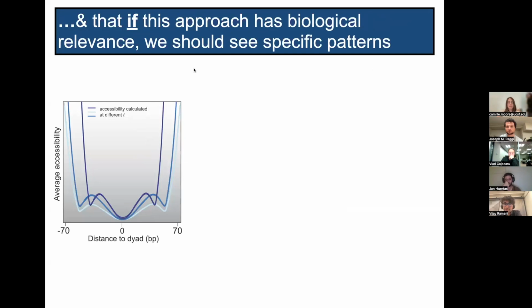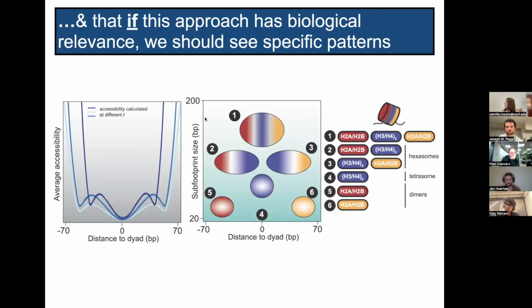And we figured that if this approach really was biologically relevant, we should see specific patterns. We maybe thought that if we calculated the accessibility at these different T's, we'd see something symmetrical, reflective of the pseudo-symmetric structure of the nucleosome core particle. But we also figured that the actual subunit structure of the nucleosome should fall out. So if we looked at the sizes of placed subfootprints with respect to the predicted nucleosomal dyad, the center of the nucleosome core particle, maybe we would see footprints reflective of H2A, H2B dimers and H3H4 tetramers.